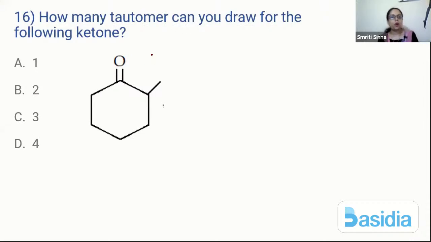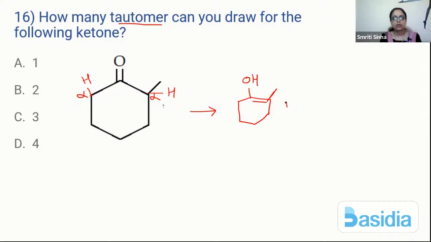Next, how many tautomers can you draw for the following ketone? You are provided with a ketone and you need to draw the tautomers. Remember, for tautomers you need to have alpha protons. If you have alpha protons, only then can you draw these tautomers. I have 2 alpha carbons, meaning at both carbons I have at least 1 alpha proton. So 2 tautomers are actually possible. For tautomers, you just move your hydrogen from here, draw a double bond and make it OH. So this is the first tautomer.